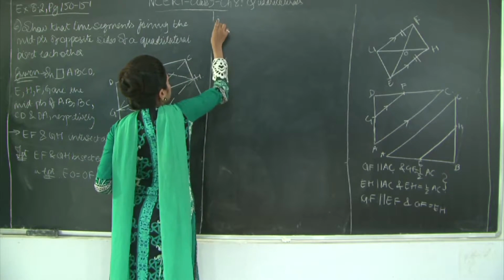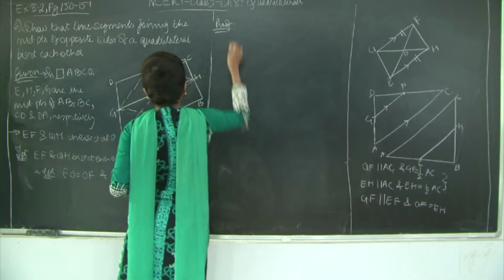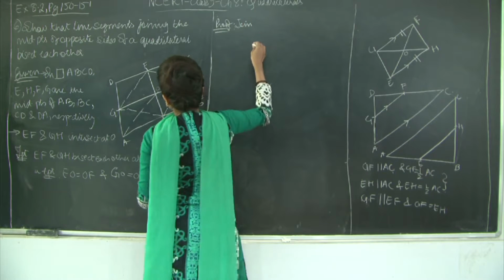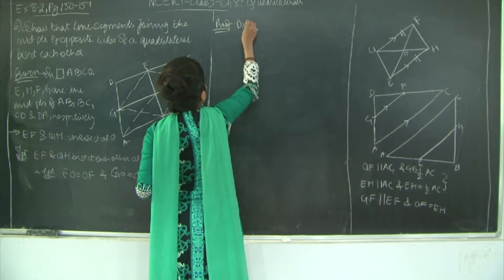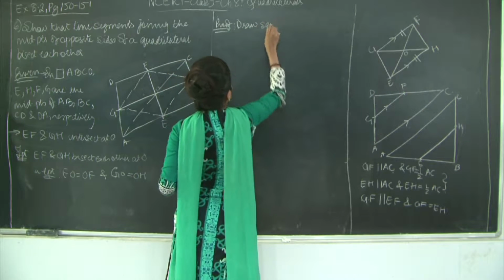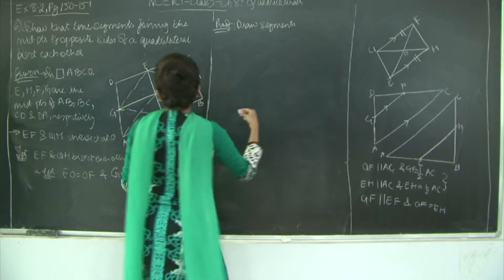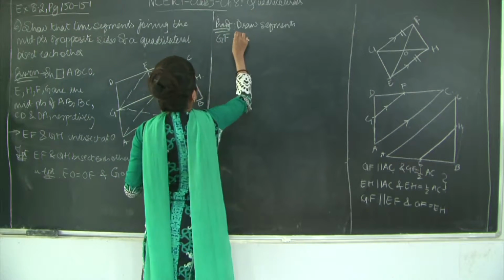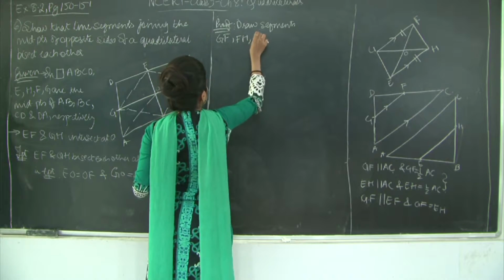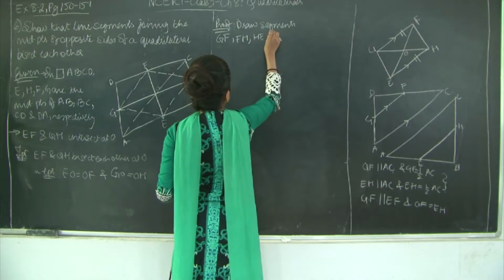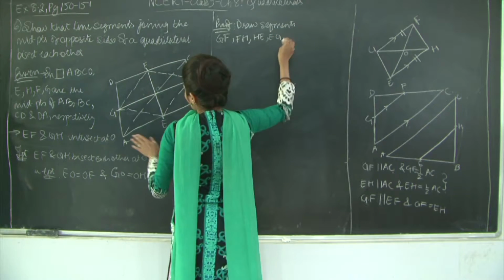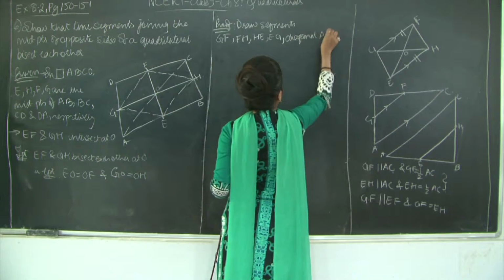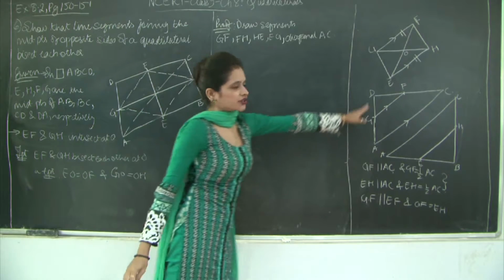So, I will say proof. Let us draw a construction. My construction is: join or draw segments GF, FH, HE and EG, and diagonal AC. Okay. Now, we are going to take my triangle ADC.